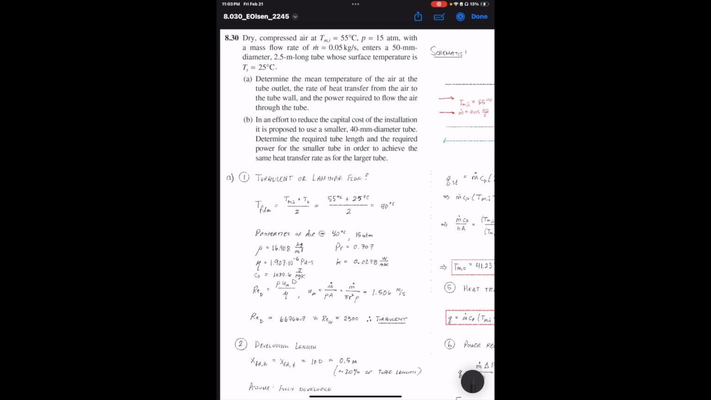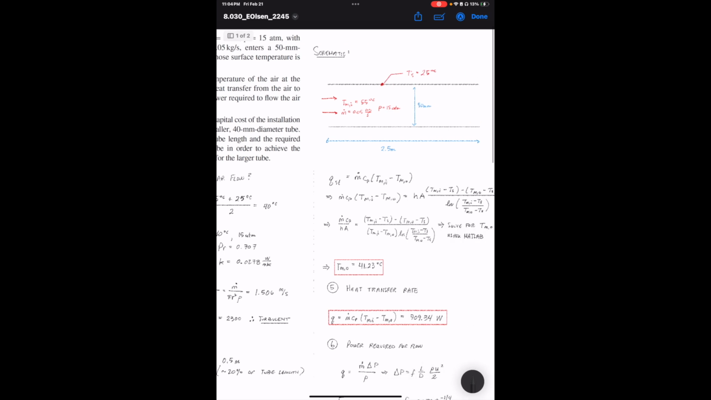For our problem statement, we have dry compressed air at 55 degrees Celsius and 15 atmospheres with a mass flow rate of 0.05 kilograms per second entering a 50 millimeter diameter, 2.5 meter long tube whose surface temperature is 25 Celsius. We need to find the mean temperature of the air at the tube outlet and the rate of heat transfer from the air to the tube wall, as well as the power required to flow the air through the tube. Starting off with that, we have our schematic for the system.